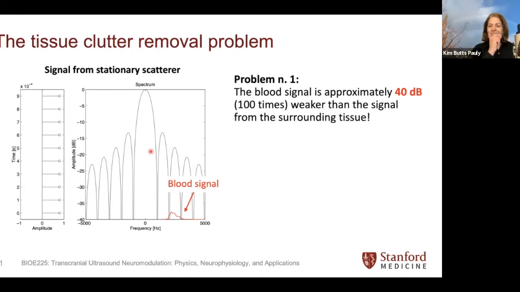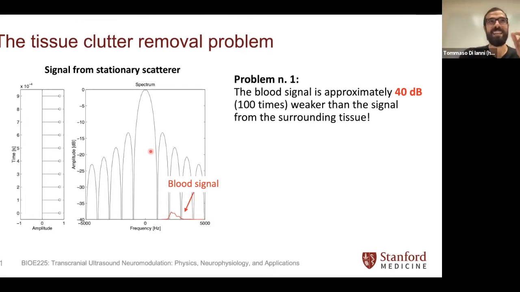Does that make sense? No, I'm missing something, because when you analyze the signal, you're basing it on the time that it comes back as to what part you're looking at. So based on the time that the echo comes back, you're in the middle of the vessel. You're looking at the signal from the middle of the vessel. So why is there a big component at the zero frequency? Yeah, that's a good question.